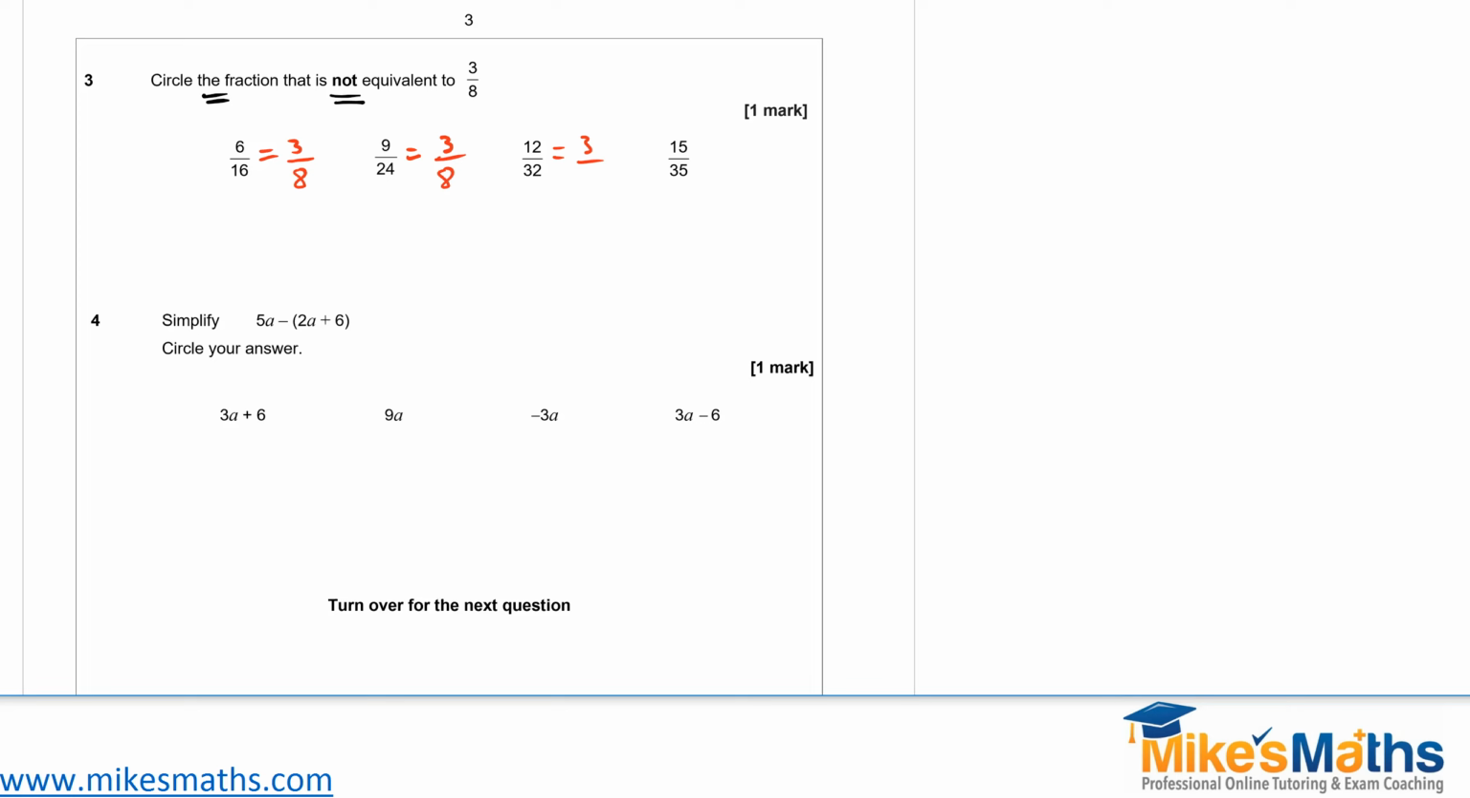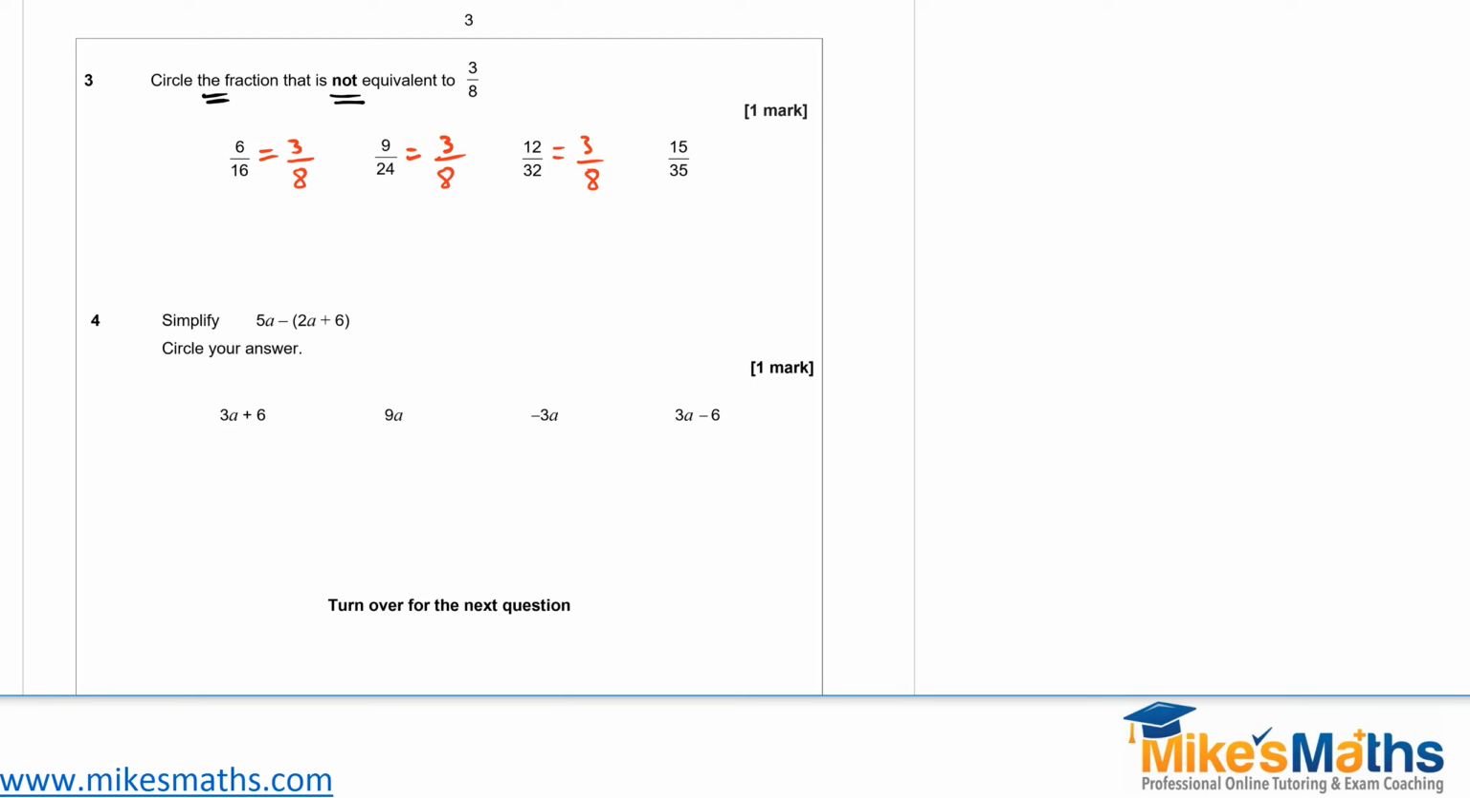32 divided by 4 is 8, so that also equals 3/8. Now at this point we're pretty confident that this must be the right answer. There's only one left, so that must be the one that is not equivalent to 3/8. But just to make sure you haven't made a silly mistake, let's just check.